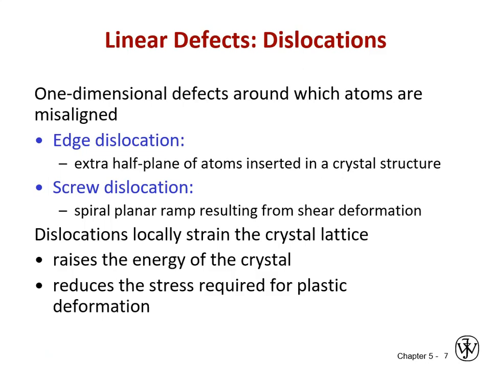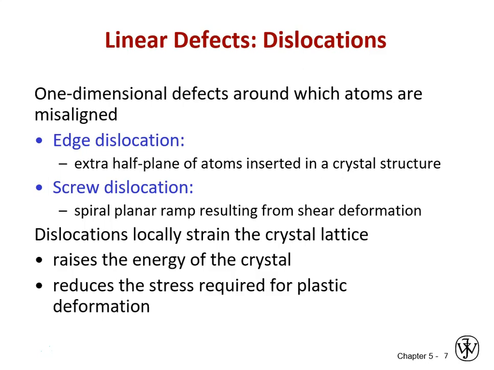Screw dislocations can be thought of as a spiral ramp resulting from shear deformation, and they work exactly the same way, except edge dislocations will move perpendicular to their own line, and screw dislocations move parallel. But other than that, they will each result in the same increment of deformation per unit movement and have the same stress or energy associated with moving them.